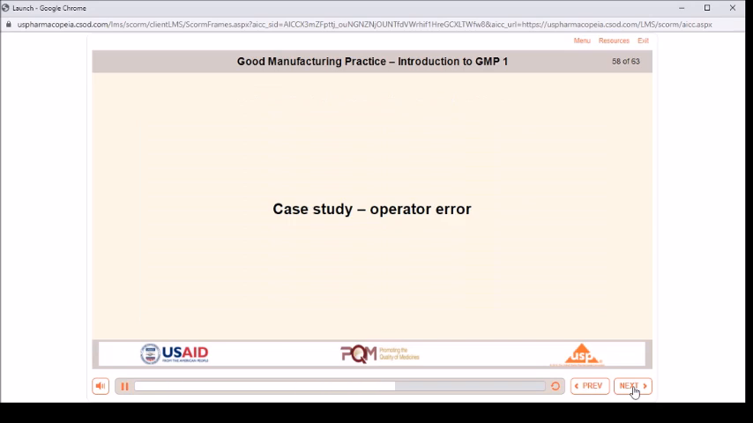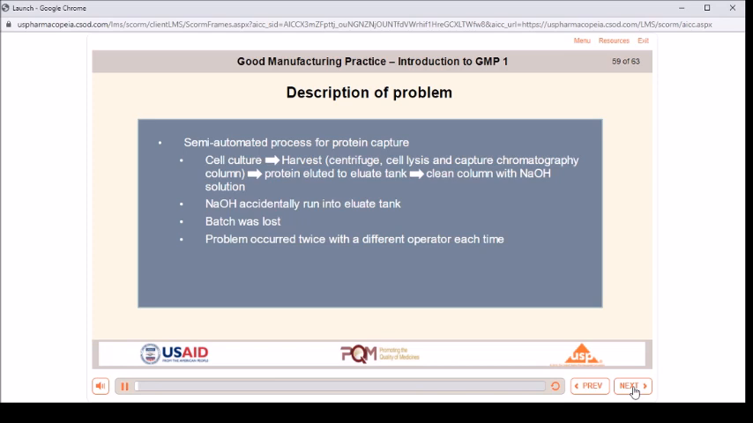Case study: operator error. This case study involves a semi-automated process for protein capture, which involved taking the harvest from a cell culture process that involved protein expression. The harvest was a typical process involving centrifugation to remove the culture medium, lysis of the cells, and capture of the protein that had been expressed using a capture chromatography column. Following capture, the protein was eluted into an eluate tank, and once the protein had been eluted, the column was cleaned with sodium hydroxide solution.